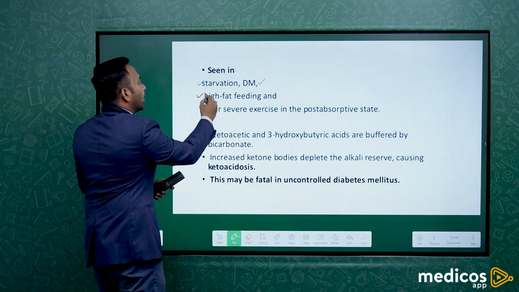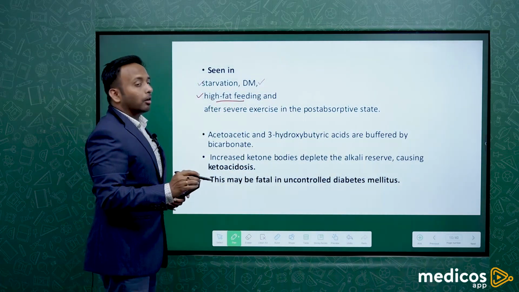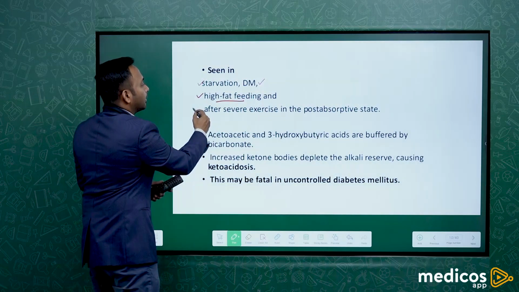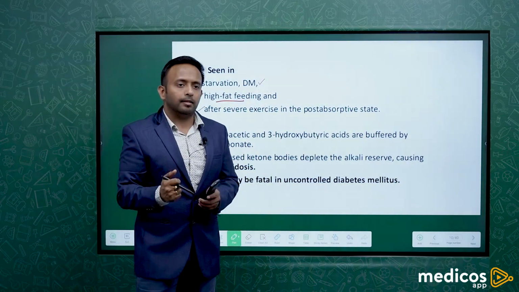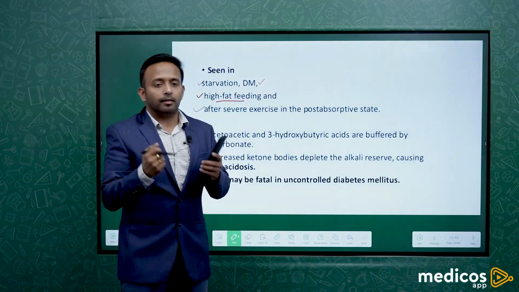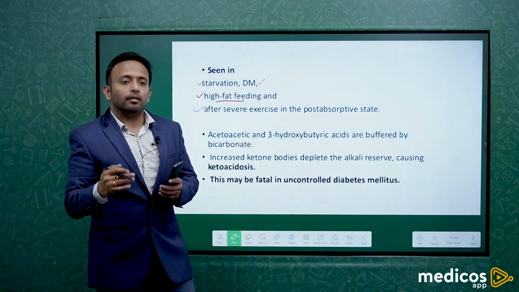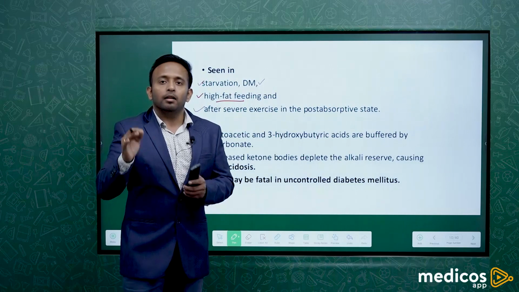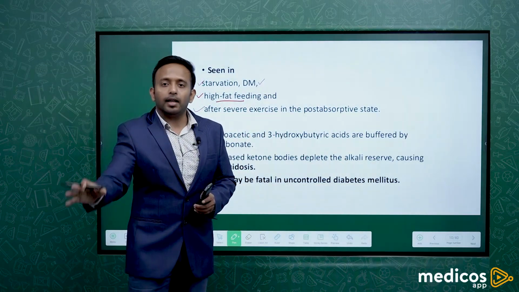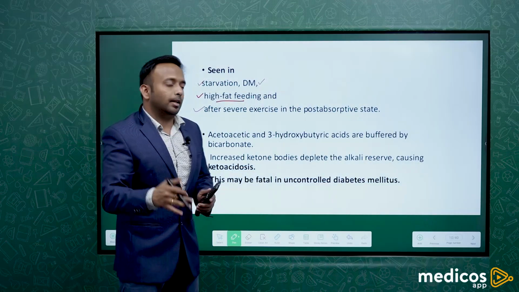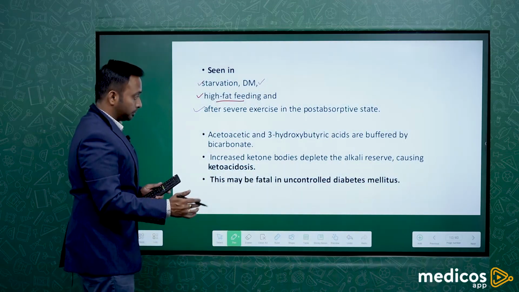Other things include high fat feeding and also after severe exercise in the post absorptive state, because with severe exercise the ingested glucose will be vanishing, the stored glycogen will be vanishing, and gluconeogenesis will be taking care of the glucose levels. So in such a situation again the acetyl CoA starts accumulating and it will lead to ketosis.